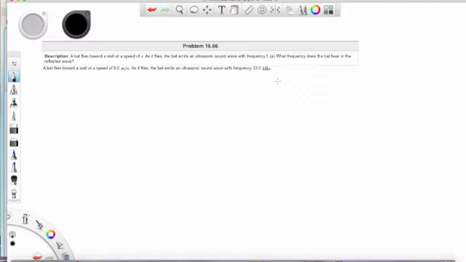Next on the menu we have problem 16.66, which is a Doppler shift problem. Like always in these kind of problems, we will write down the generic equations for calculating the Doppler shift. The Doppler shift at frequency f prime equals the original frequency f multiplied by v sound plus minus velocity of the observer divided by v sound minus plus velocity of the source.